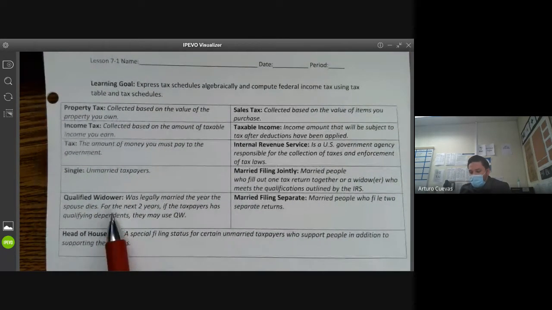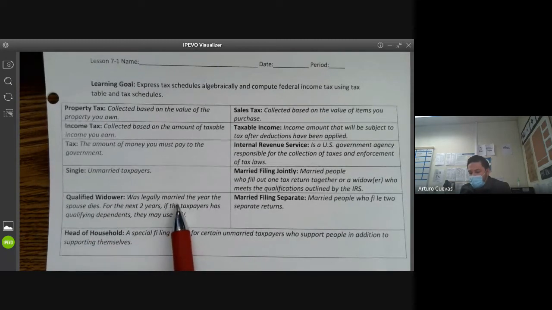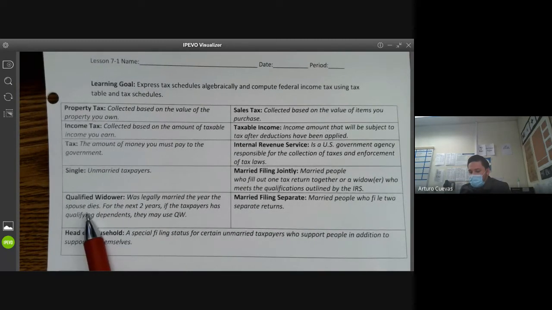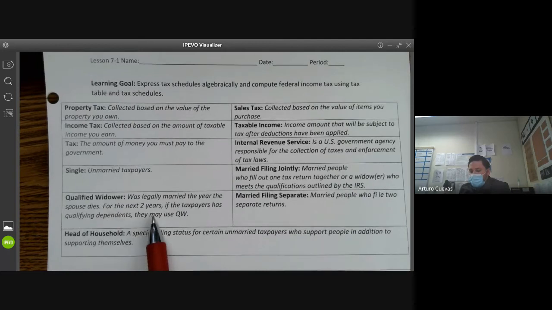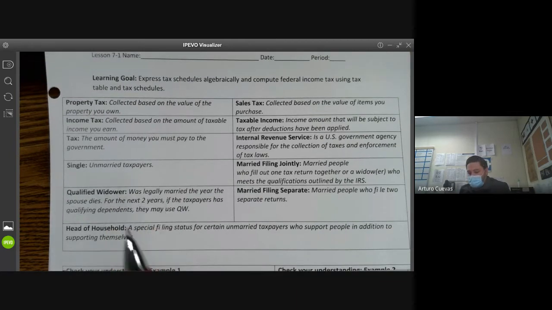Qualified widower. This is someone that was married the year that the spouse dies. And then for the next 2 years, if the taxpayer has qualifying dependents, they may use qualified widower. This is for people that recently lost their spouse. They're just categorized differently because the income that the spouse made counts for them as well. So they just have to make sure that they file it correctly.